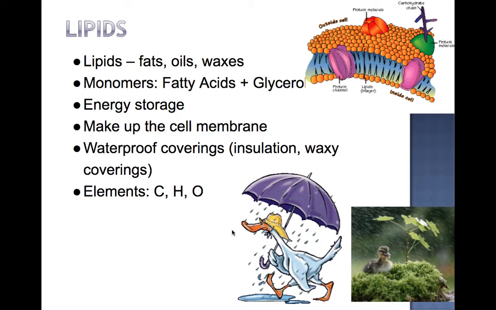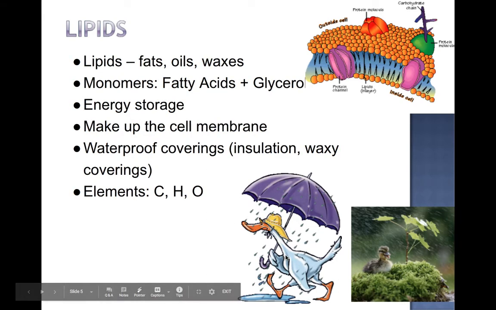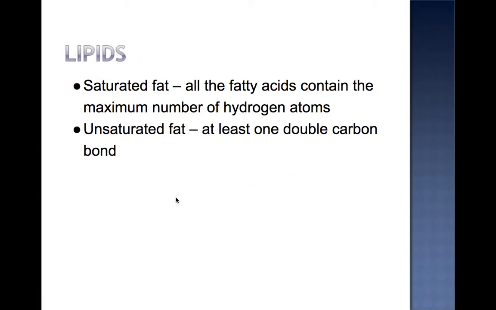You hear the expression, let it roll off like water on a duck's back, because ducks actually have a lipid covering in their feathers. So insulation, wax covering, and they do contain the elements carbon, hydrogen, and oxygen. There's two types of fats that have been mentioned, saturated fats and unsaturated fats, and the only difference is the number of double bonds in the carbon-to-carbon chains. So if you have a saturated fat, there's no double bonds, and unsaturated fats, you have double bonds.